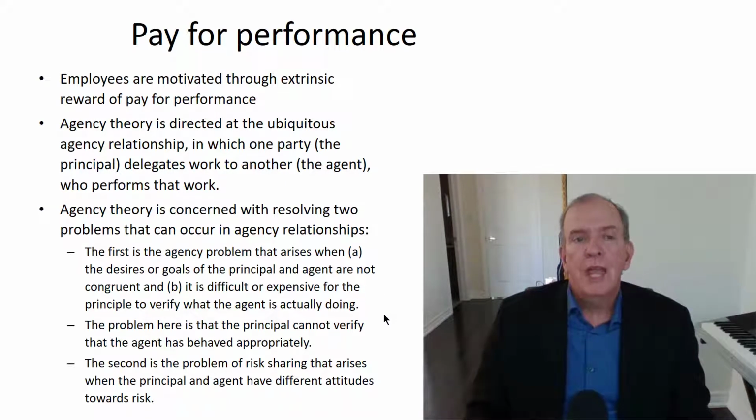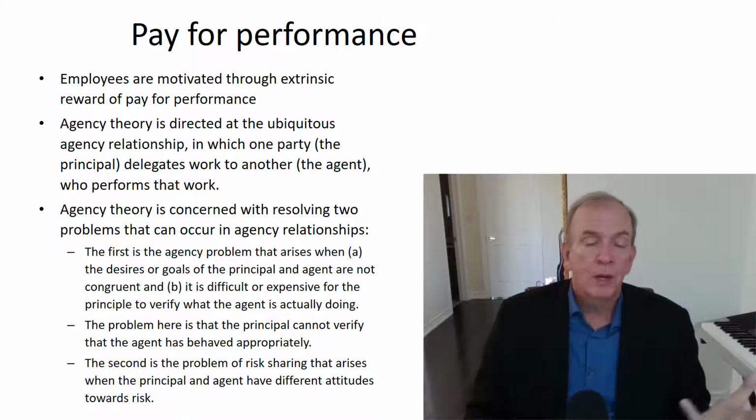So agency theory is directed at the ubiquitous agency relationship in which one party, the principal, delegates the work to another, the agent, who performs the work. It's kind of like the piecework in construction. It kind of works that way. Framing crews doing work for a framing company, who is the principal, and they are the agent. And then they subcontract the work based on price to the builder.